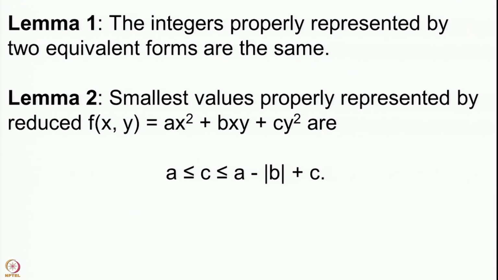The second statement that we had is also very important. Here we start with our form being a reduced form. Remember, reduced form means that A is less than or equal to C, and further B is between minus A and A. So, in some sense this is the simplest one among the equivalence class of forms of f. If you take all binary forms equivalent to a reduced form f, it will be the simplest in some sense because its coefficients are the smallest possible.